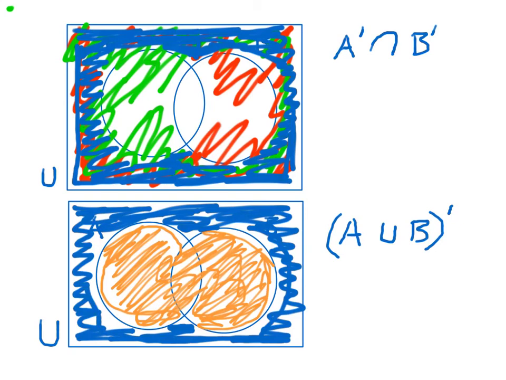So we can write another identity here, and that is that the intersection of the complement of A and the complement of B is equal to the complement of the union of A and B. And again, that's another identity that's always true for two sets.